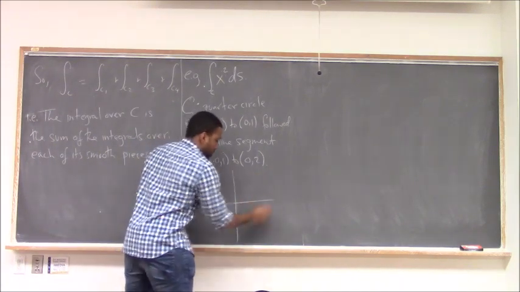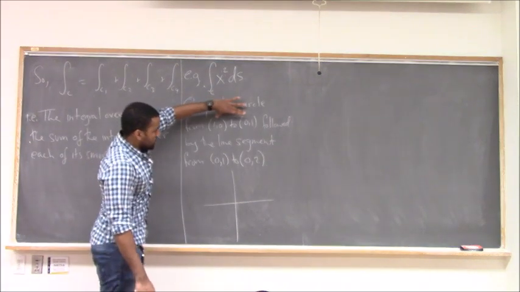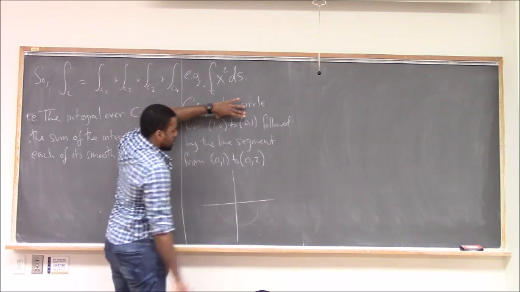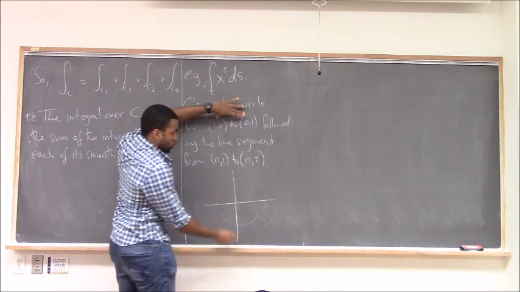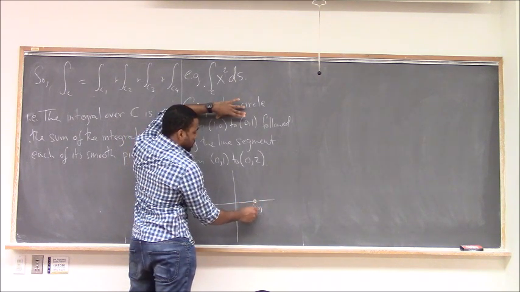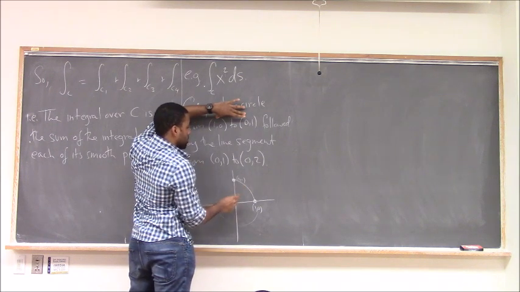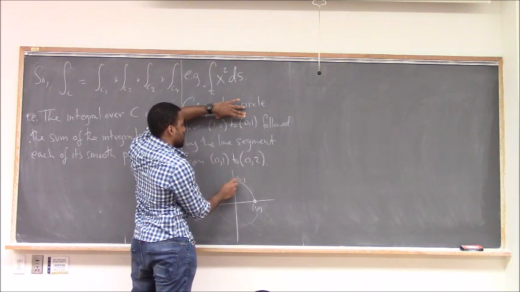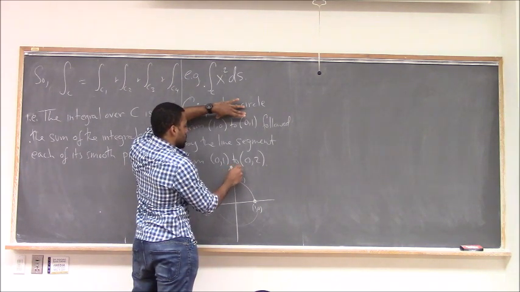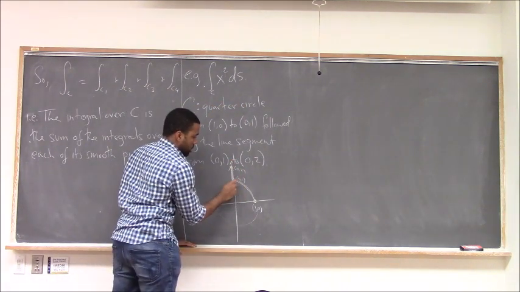So let's draw a picture here. Sometimes that's going to be useful. Obviously if we have a quarter circle going through these points, it's going to be the unit circle, radius 1, centered at the origin. So we're going from here, which is (1, 0), all the way up to here, which is (0, 1). And then we're going from here, a straight line up to the point (0, 2). So this is our curve here.